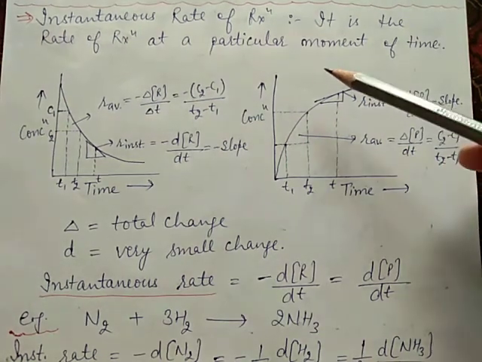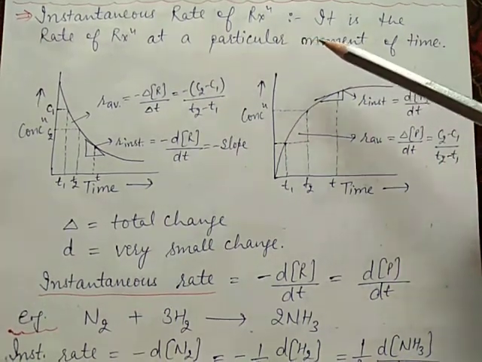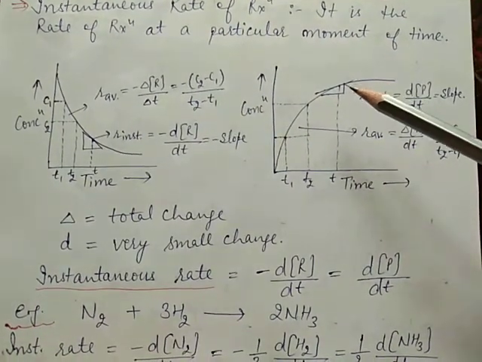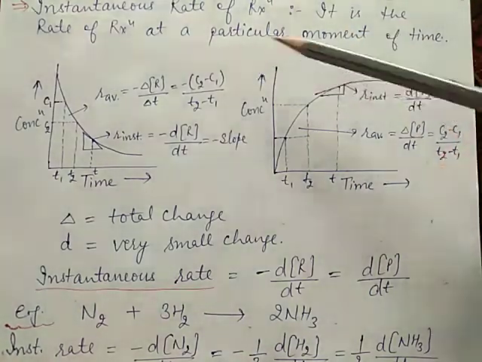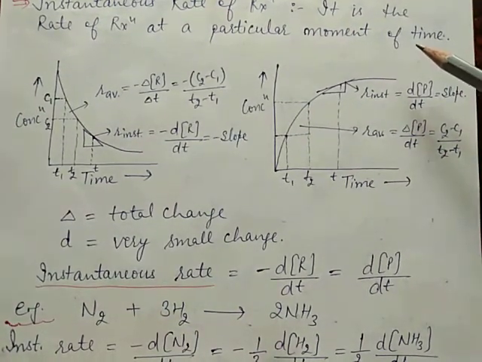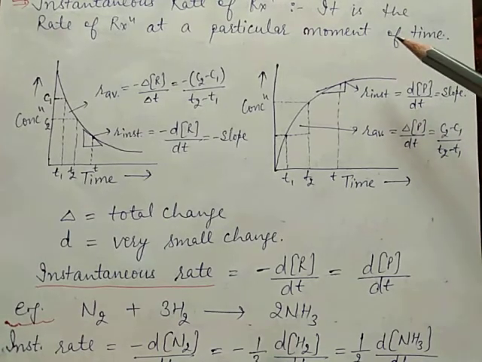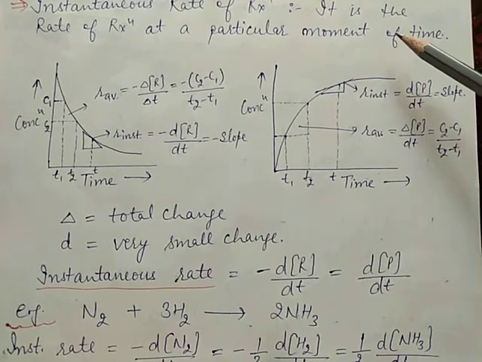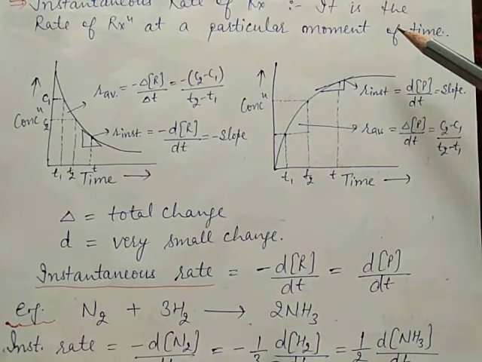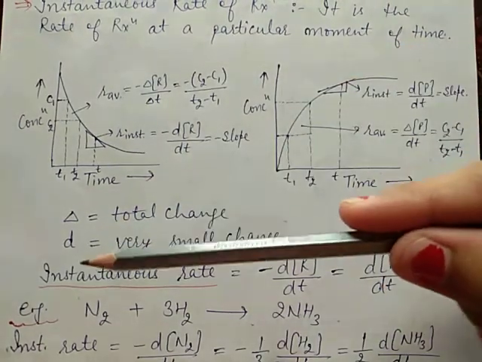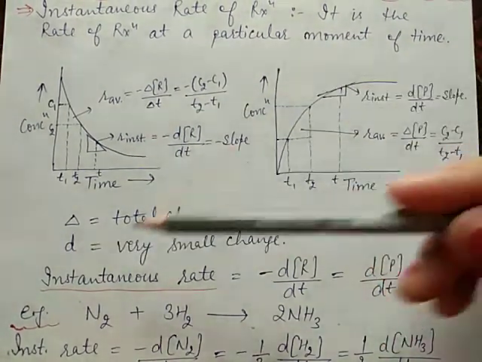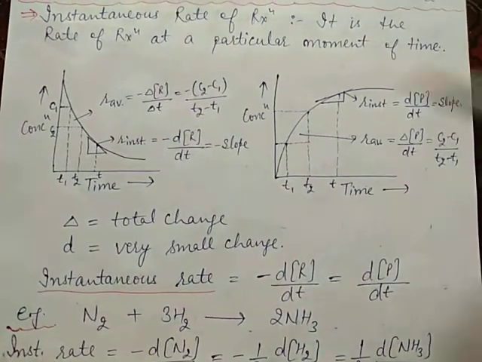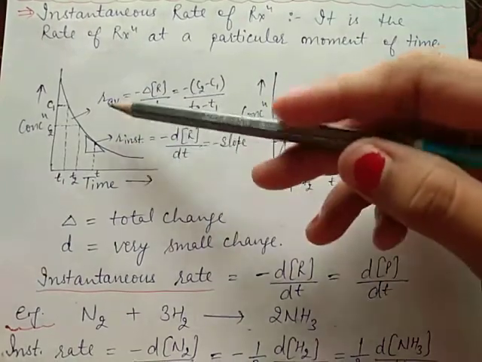Now the next type is instantaneous rate of reaction. Instantaneous means it is the rate of reaction at a particular moment of time, and it is measured as a very small concentration change over a very small interval of time. It is shown by d, which means a very small change. Here it is shown by this graph.